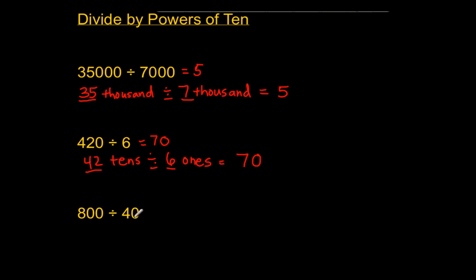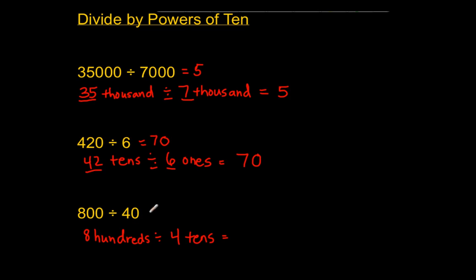800 divided by 40. This number is 8 what? 8 ones, tens, hundreds. So this is 8 hundreds, divided by 4 what? 4 ones, tens, 4 tens. That's what 40 is, 4 tens.